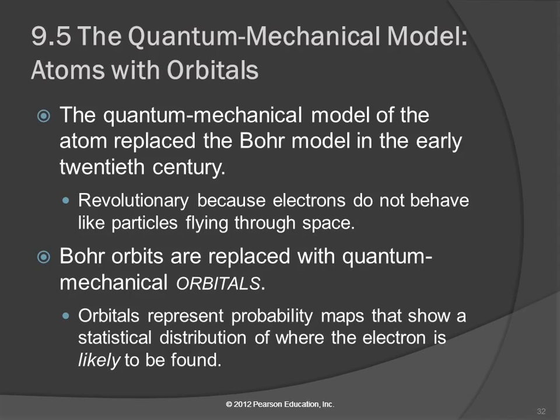So in this quantum mechanical model, instead of orbits, we have orbitals. It's just a little difference in the word, just two extra letters at the end. And so it's very easy to confuse orbits and orbitals, but they are not at all the same thing. They're very, very different. So don't let the similarity in the words confuse you. Orbitals are probability maps, a statistical distribution of where an electron is likely to be found. It doesn't tell us where the electron will be found, but where you could most likely find an electron.